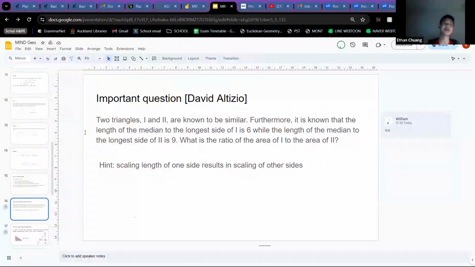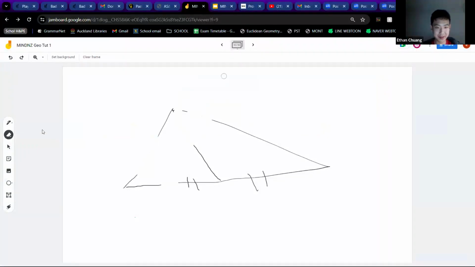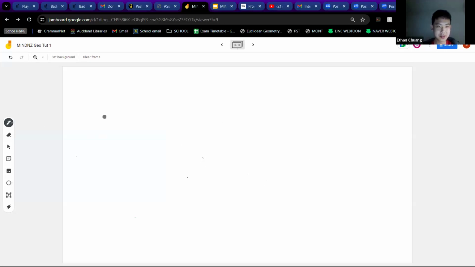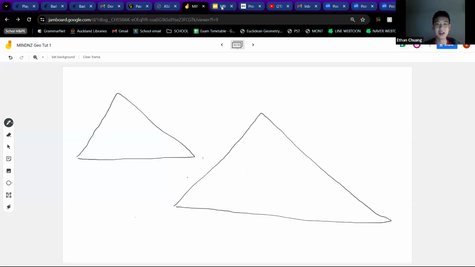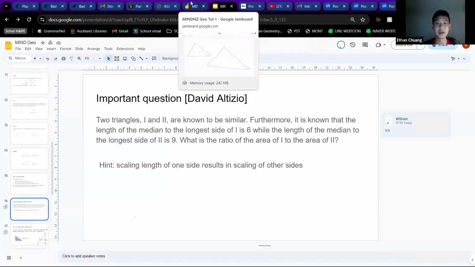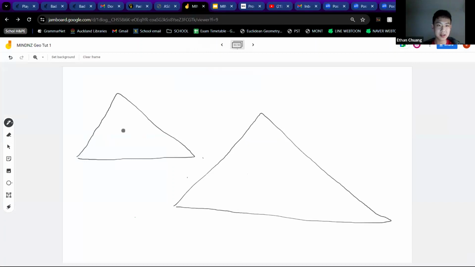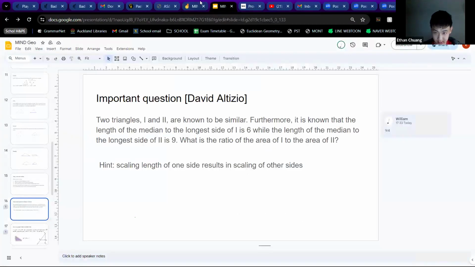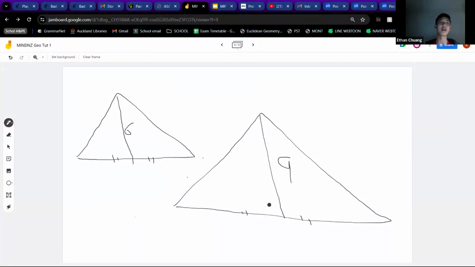I'm seeing a lot of answers, so I'll go through the question for everyone. Let me redraw this diagram. All right, so we have two triangles. I'll just draw a random triangle, and we have another triangle. The question states they're similar, right? Then the median to the longest side of I is 6, and that's 9. We're trying to find the ratio of the area.